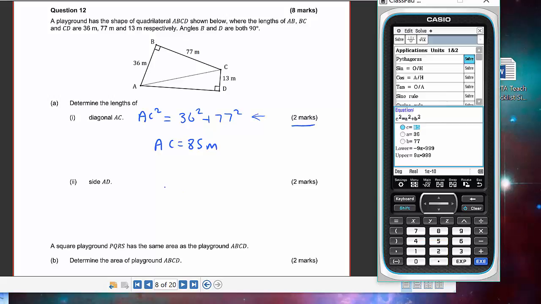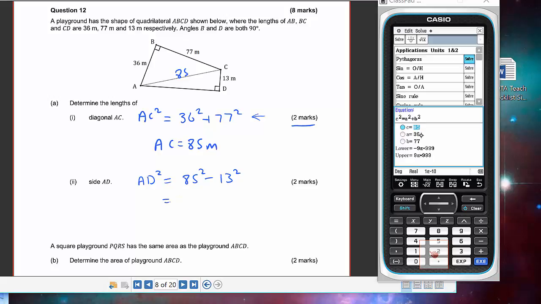Now the bottom part is also Pythagoras, because we now know that this one is 85 and we're working out AD. Now AD is one of the shorter sides, so that's going to be the 85 squared, take away the 13 squared.